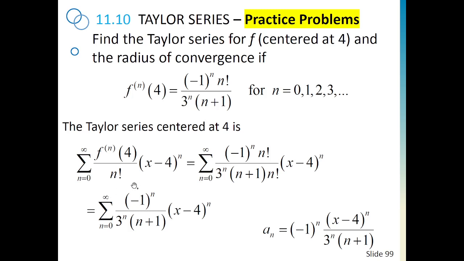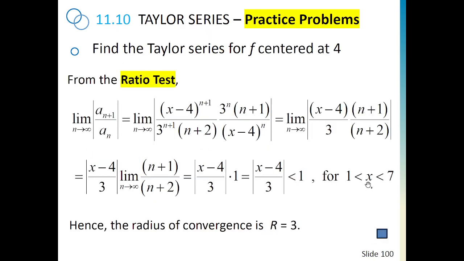So we use the formula, plug in the expression for the derivatives, simplify a little bit, and we get the general term for the series. Again, this is an alternating series. And we need to now find the radius of convergence. What do we do? Well, ratio test again. So we have the expression for the general term and we compute the ratio test.